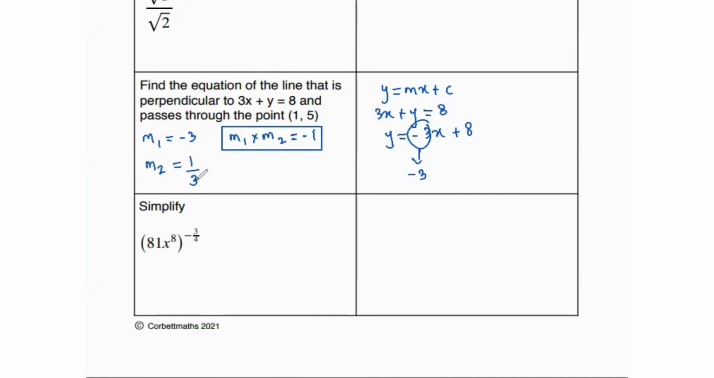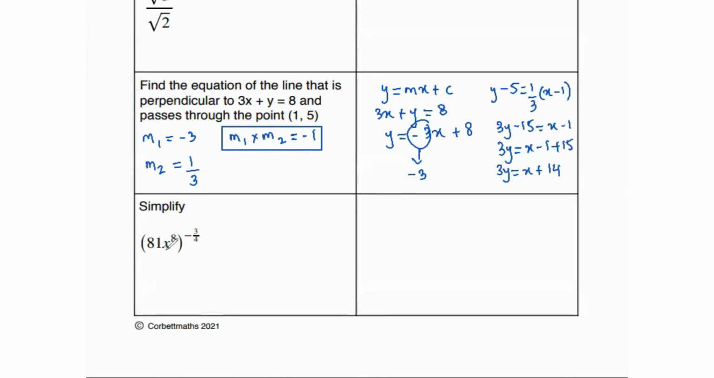Now that we have the gradient and the point, we can find the equation, which is going to be y − 5 = 1/3 (x − 1). Cross multiply: 3y − 15 = x − 1. 3y = x − 1 + 15. 3y = x + 14. That is your answer.